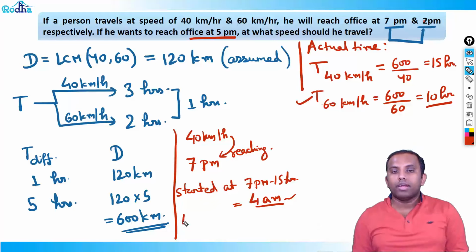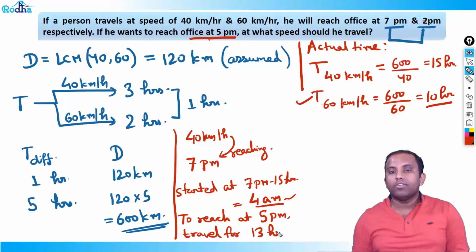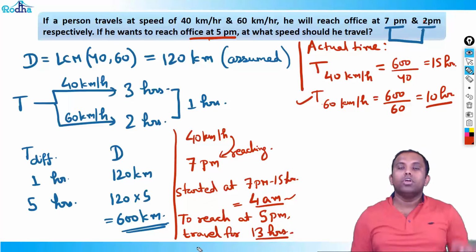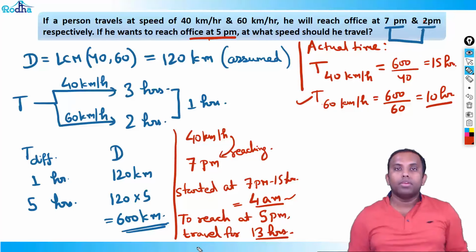Now, second thing: to reach at 5 p.m., he will travel for 13 hours. 4 a.m. to 5 p.m., same day. So 4 a.m. to 4 p.m. is 12 hours, plus 1 hour, 13 hours. So to reach at 5 p.m., he will travel for 13 hours.